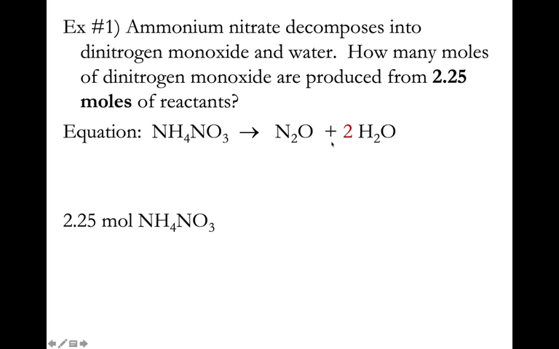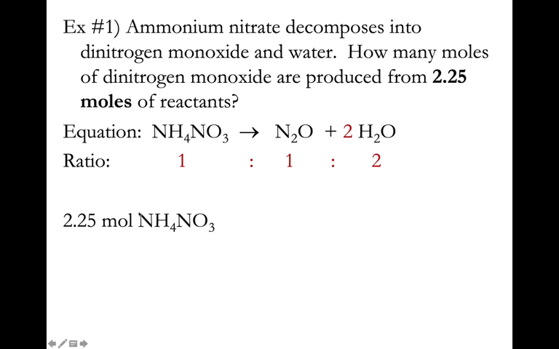So my oxygens are good as well. So this equation is balanced. Now, let's identify the mole ratio. Look at your coefficients. It's a 1 to 1 to 2 ratio. So I would say for every 1 of these, I would get 1 of these and 2 of these.